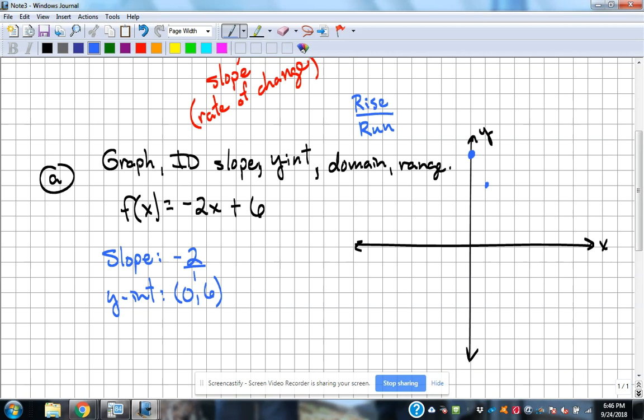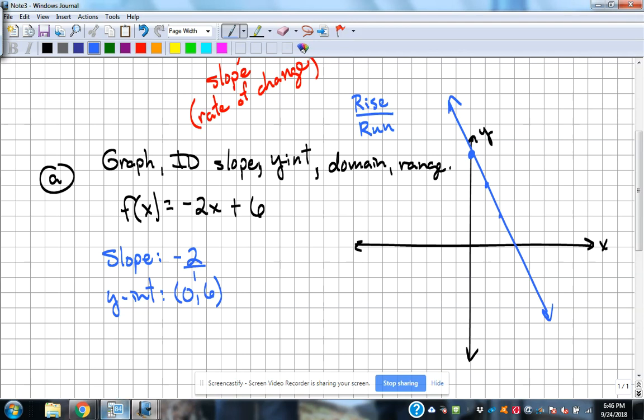There's my second dot. I could do the same thing from that dot. I could go down 2 over 1. I could do that forever if I wanted to, but a couple of times is enough. It gets me a good straight line. Then I would connect those 2 or 3 dots with a straight line. That's what the graph of that should look like.